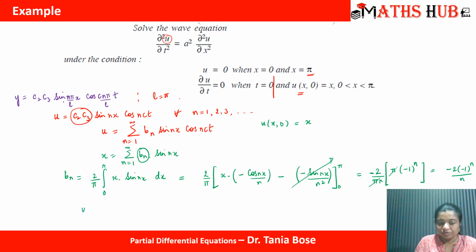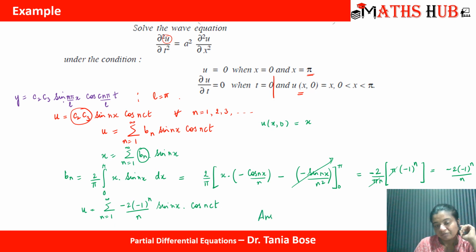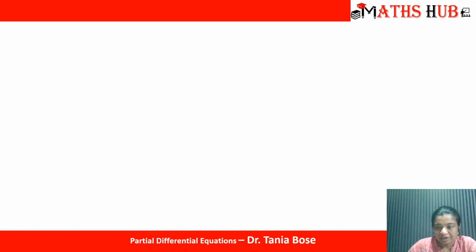So what is your u then? U comes out to be summation n going from 1 to infinity. The value of Bn is minus 2 into minus 1 raised to power n divided by n into sine nx into cos nct. So this will be the solution of your wave equation, right? It is long, but it is not difficult if you do it conceptually, right? I hope you have understood the solution of a wave equation, right?